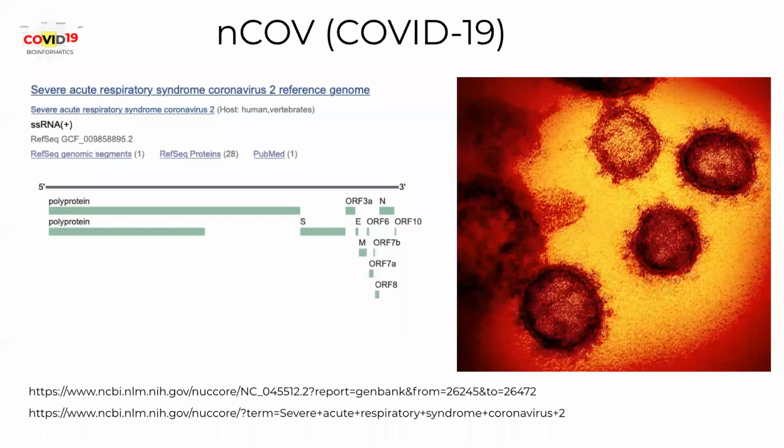So here we can see the sequence of the proteins of the novel coronavirus under the accession number NC045512. I'm going to post that in chat for you to look at.